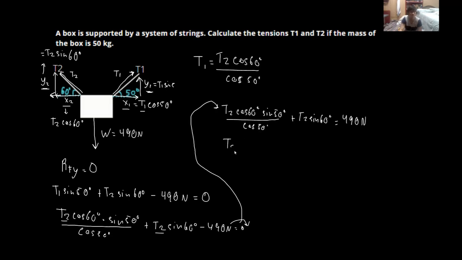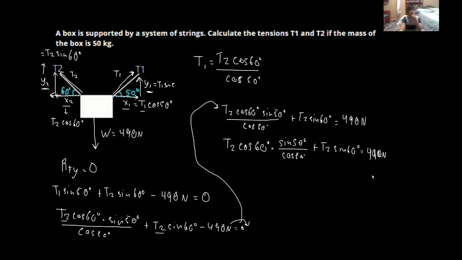What happens there is T2 times cosine 60 degrees, sorry, it became cos 60. So cosine 60 degrees times sine 50 degrees all over cosine 50 degrees. I can do this to separate them. Then plus T2 times sine 60 degrees is equals to 490 newtons.